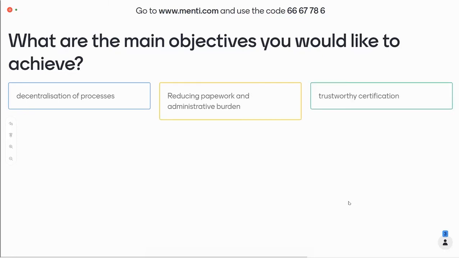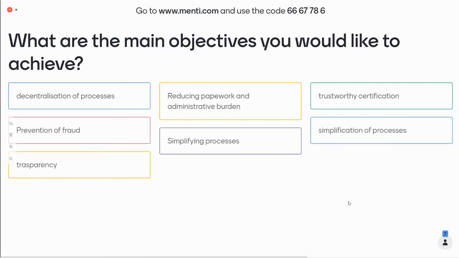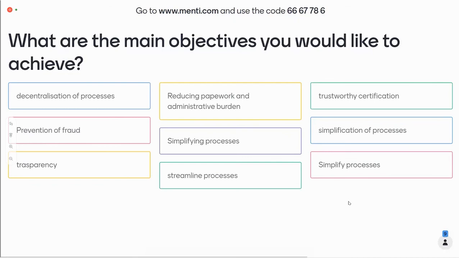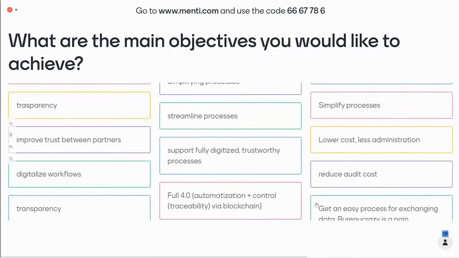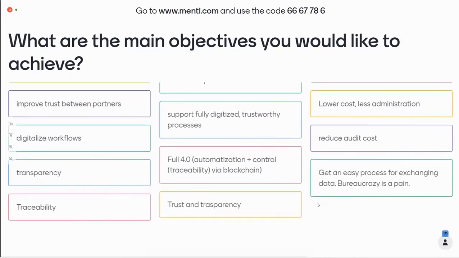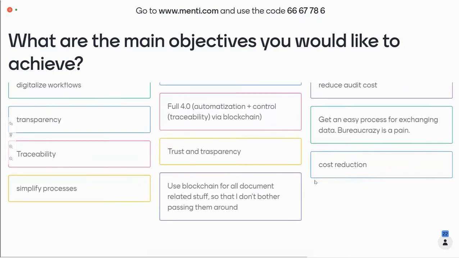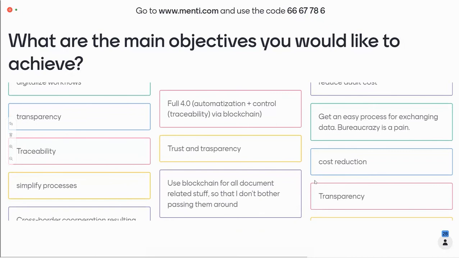Decentralization of processes. Yeah, I guess the same type of information comes for the question we had on the needs, which was very much on the objectives as well. So we understand that this is very similar. Right. Cost reduction.